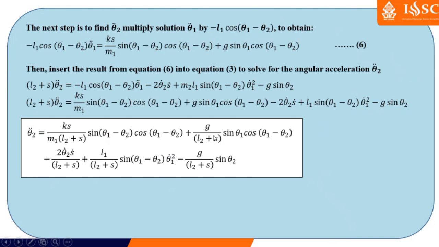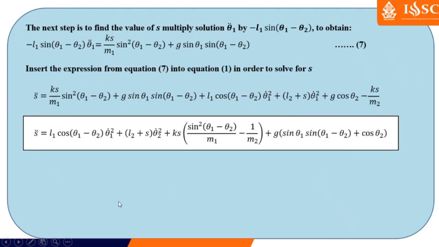The final solution for S double dot, theta double dot. The next step is to find the value of S: multiply the solution for theta 1 double dot by minus L1 sin theta 1 minus theta 2 to obtain equation 7. Insert the expression from equation 7 into equation 1 in order to solve for S. Isolate S double dot on the left hand side to obtain the final solution for S double dot.